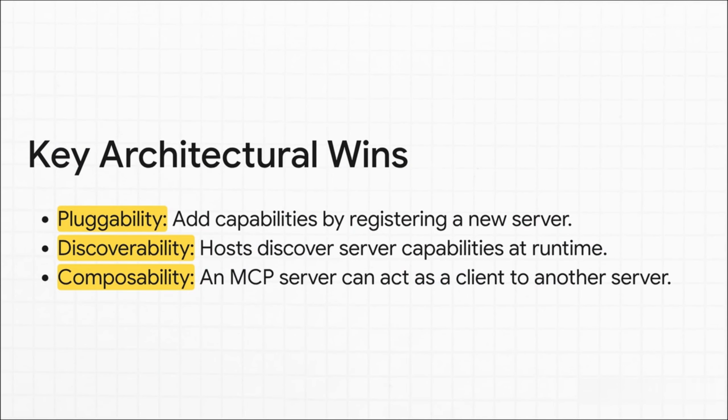And the architectural benefits are huge. Let's break them down. First, pluggability. This means you can add brand new capabilities just by installing a new server. You don't have to touch your main application's code. Then there's discoverability, where your app can dynamically figure out what a server can do at runtime. And my favorite, composability. This means an MCP server can also be a client to another server. You can literally chain them together to create some incredibly powerful workflows.